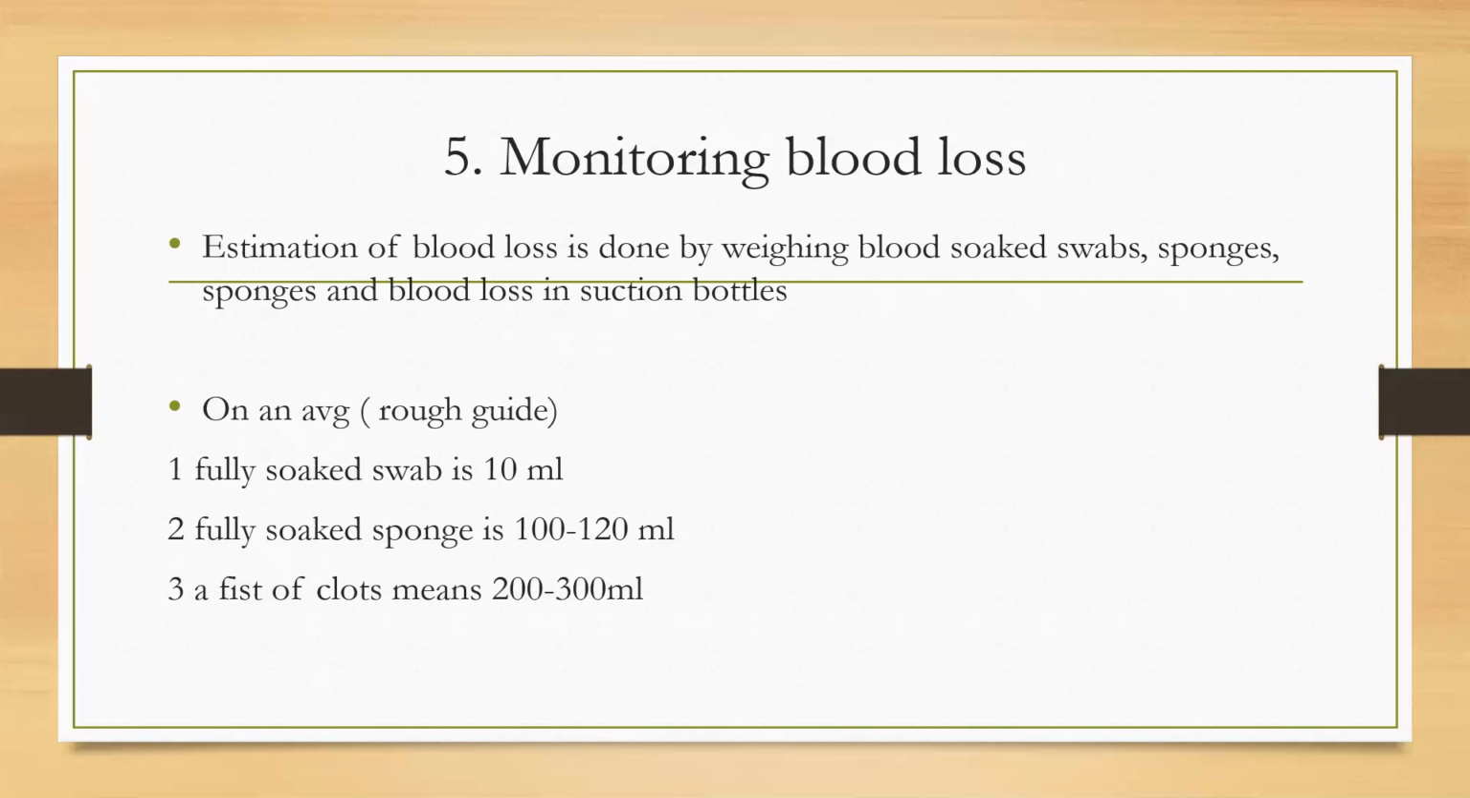Next important point is monitoring of blood loss. Estimation of blood loss is done by way of blood-soaked swabs, sponges, and blood loss in suction bottles. On average, a fully soaked swab is considered as 10 ml. A fully soaked sponge is 100 to 120 ml. A fist of clots means 200 to 300 ml.